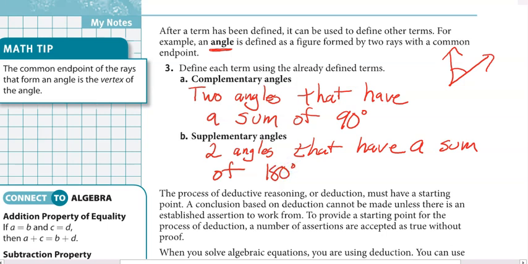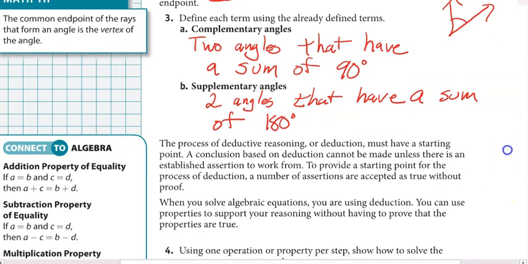All right, and sum means add up to. So an example could be a 40-degree angle and a 50-degree angle for complementary. For 180, you could have one angle that's 100 and one angle that's 80. Those would be considered supplementary.